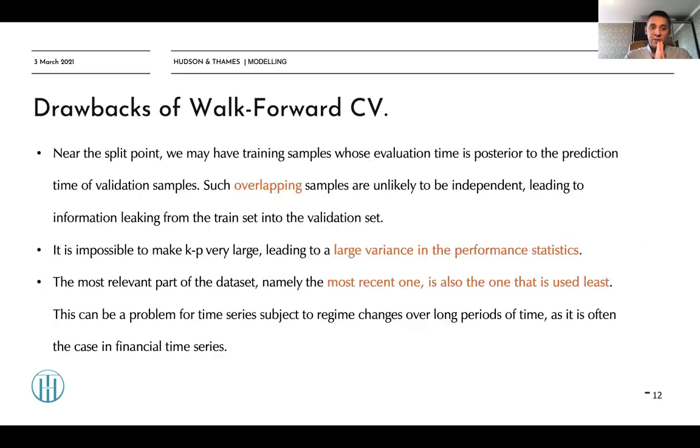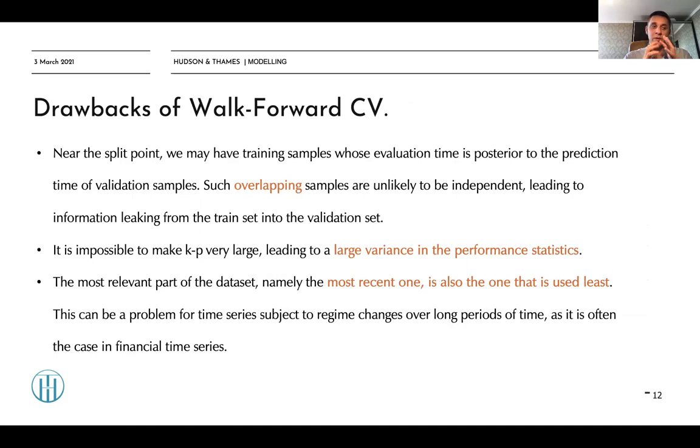Near the split points, we may have training samples whose evaluation time is posterior to the prediction time of the validation set samples. Such overlapping samples are likely to be dependent, leading to information leaking from the train set into the validation set. And that's what we discussed on the previous slide, when we showed that despite the fact that you time split your data, you can still have a leakage of information.